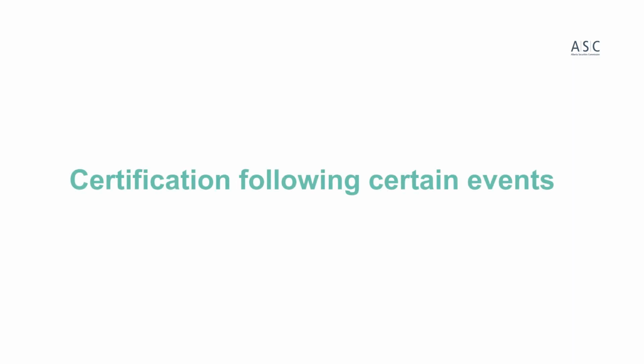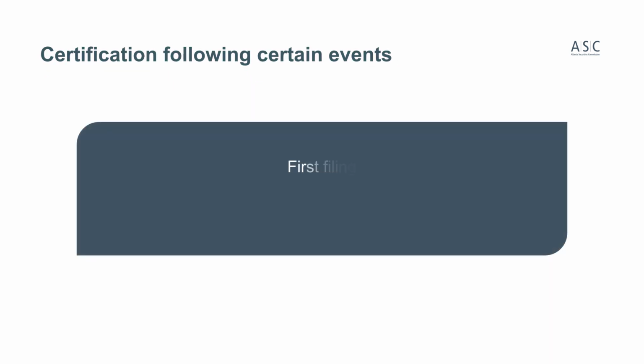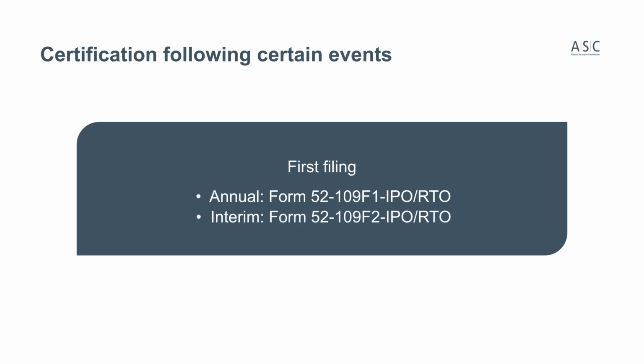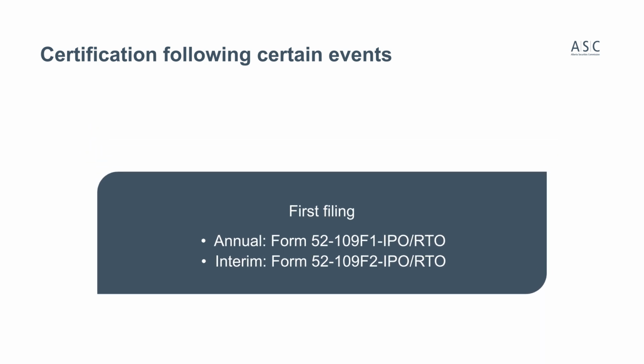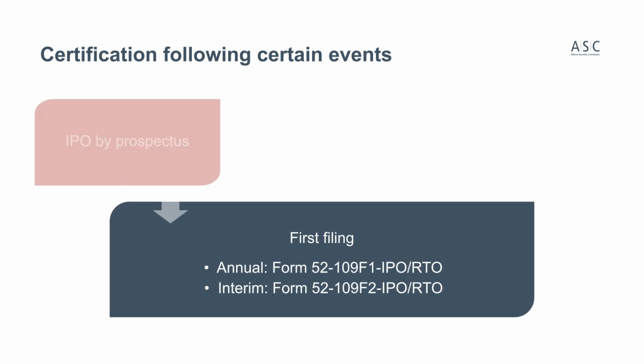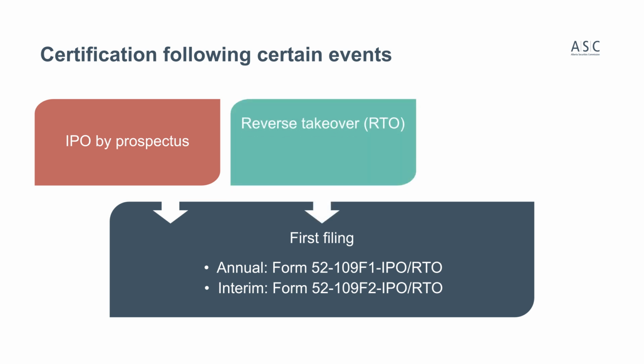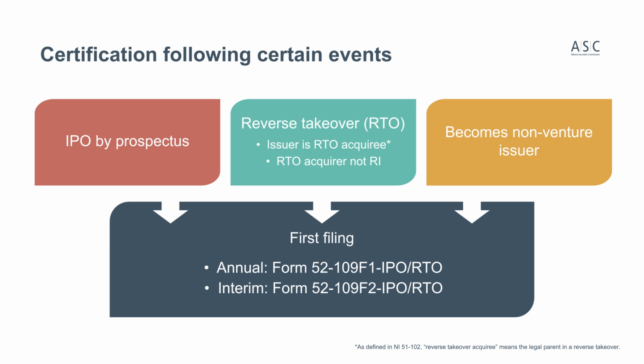Issuers have the option to file alternative prescribed certificates when they are party to certain events. An issuer may file annual or interim certificates in Form 52109 F1 IPO RTO or Form 52109 F2 IPO RTO respectively, as applicable, for the first financial period subsequent to an initial public offering prospectus filing, a reverse takeover or RTO if the issuer was the RTO acquiree and the RTO acquirer was not a reporting issuer immediately before the RTO, or upon becoming a non-venture issuer.